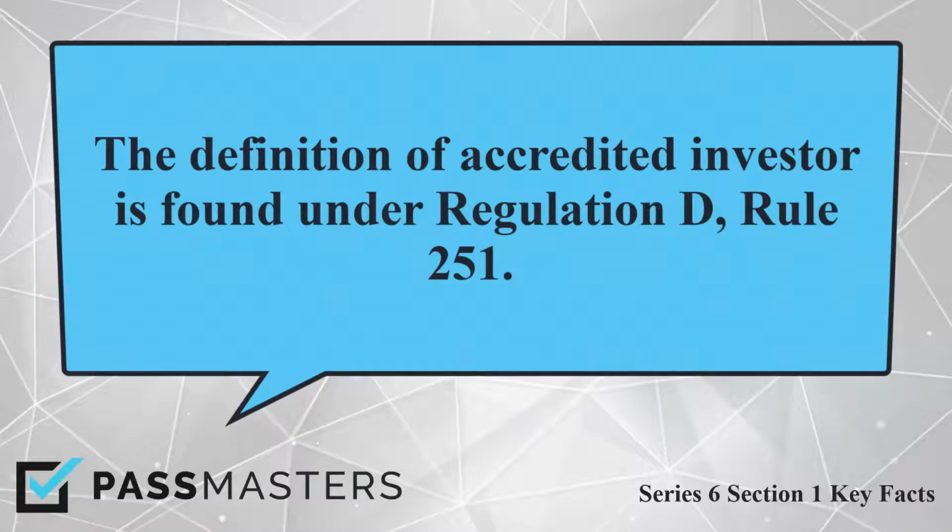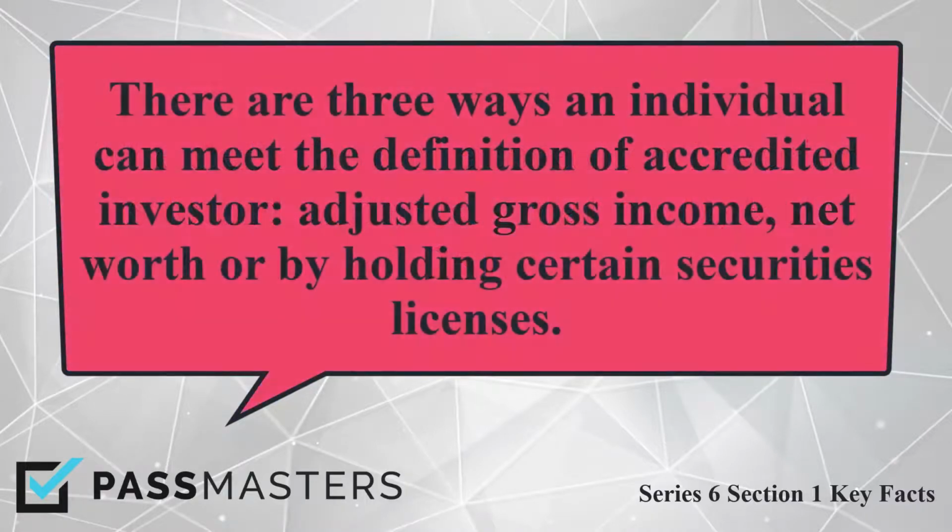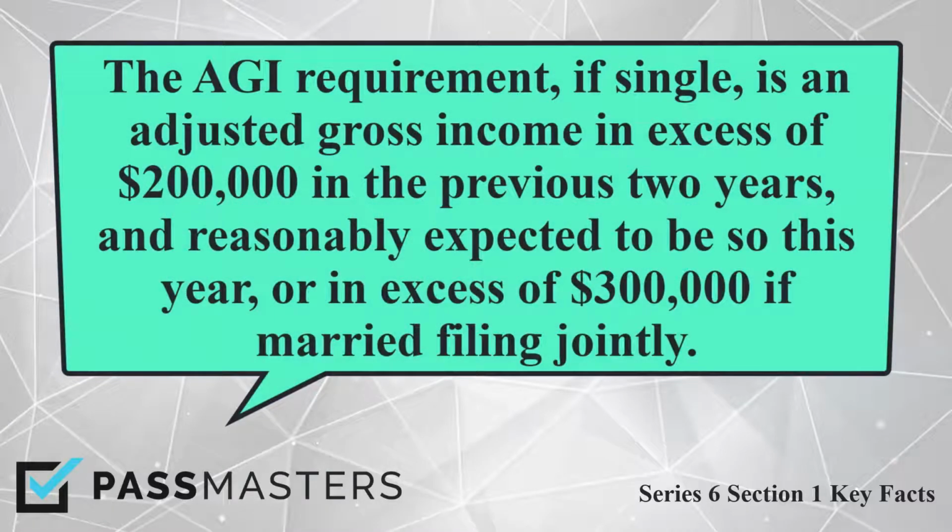The definition of accredited investor is found under Regulation D, Rule 501. There are 3 ways an individual can meet the definition of accredited investor: adjusted gross income, net worth, or by holding certain securities licenses. The AGI requirement, if single, is an adjusted gross income in excess of $200,000 in the previous 2 years and reasonably expected to be so this year, or in excess of $300,000 if married filing jointly.